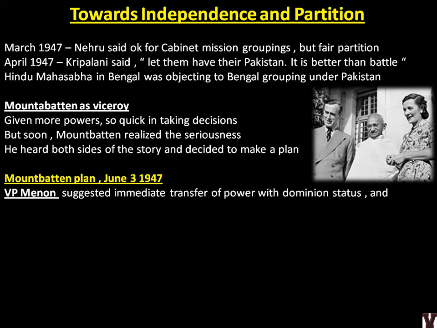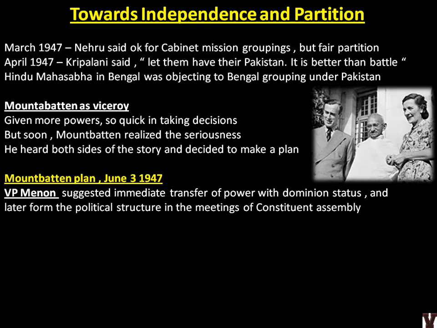VP Menon is a person's name you have to remember, because he immediately suggested a plan, because they knew it would take time to solve the conflict. They said to immediately transfer the power with dominion status, and the constituent assembly which will be formed will form the political structure in their subsequent meetings. So VP Menon suggested that Britain doesn't have to worry about the communal clashes or how India will shape its political structure. It will all be done by Indians here, including Jinnah. They will be doing it. You can leave by giving the dominion status.